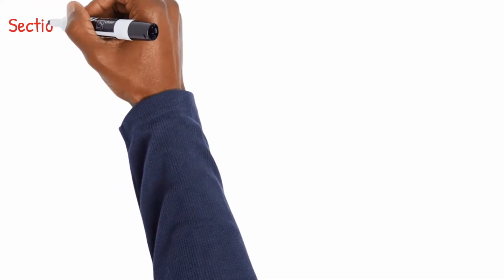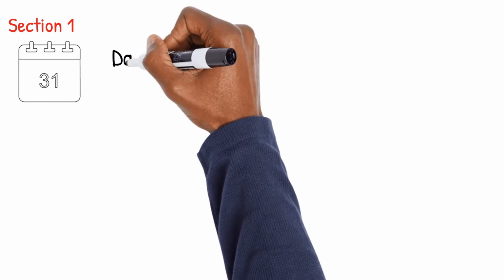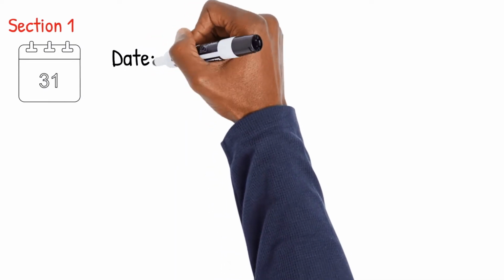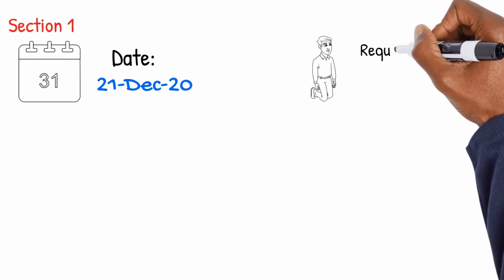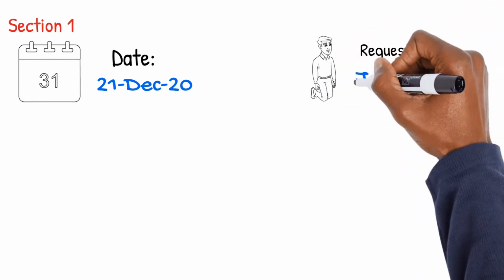Let's take a look at the elements of Section 1. The date. This is the date the request is being made. Example, 21st of December 2020. Next, who is making the request? An example would be John Doe.